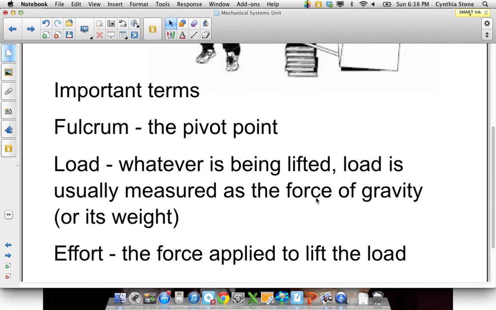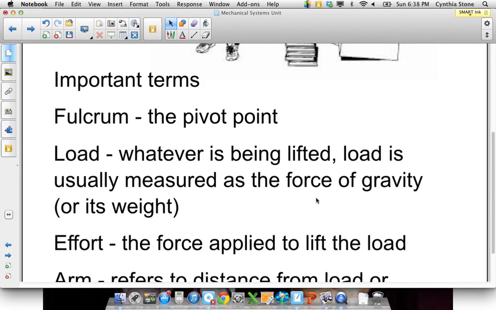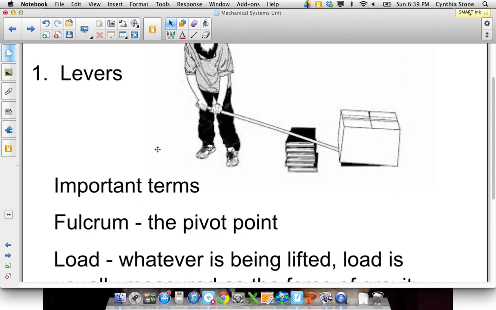The language we use with levers. The load is what you're lifting, and load is what we call a weight, right? And we know that weight is not the mass. We think of it in terms of force of gravity. The effort is the word for how much force you have to apply, or this guy has to apply, on the simple machine.